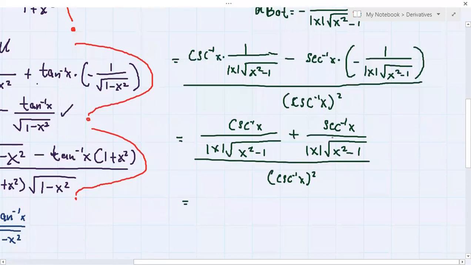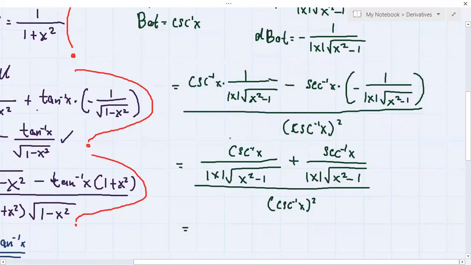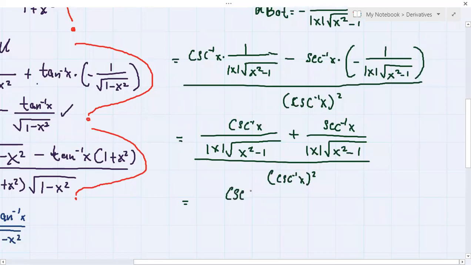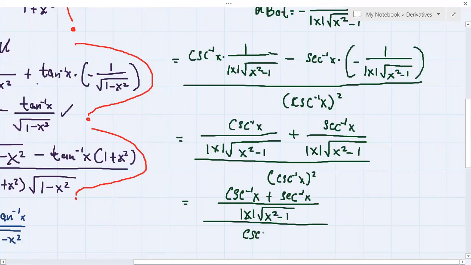Ayan. So on the first term, we can still simplify this one actually. Pwede pa itong simplify. Alright? If you're going to simplify this one, you're going to add them together and copy their denominator, kasi both of them are similar fractions. Magkapare-pareha sila ng denominator. So we can just simply add the numerators together, then copy the denominator. Hence, we will have arc cosecant x plus arc secant x all over the absolute value of x times the square root of x squared minus 1 all over the square of arc cosecant.